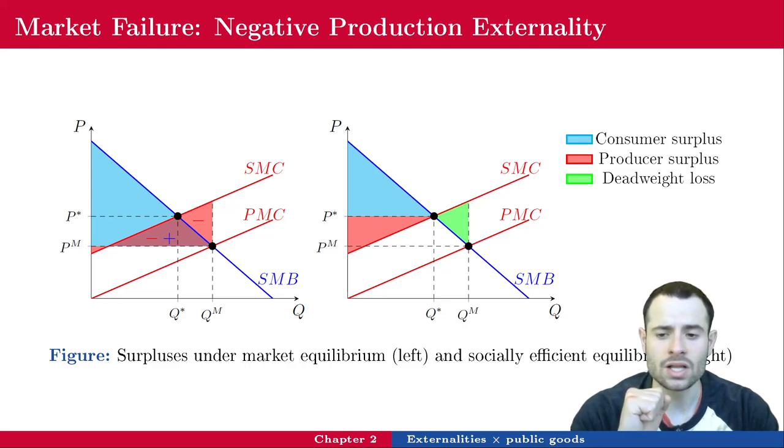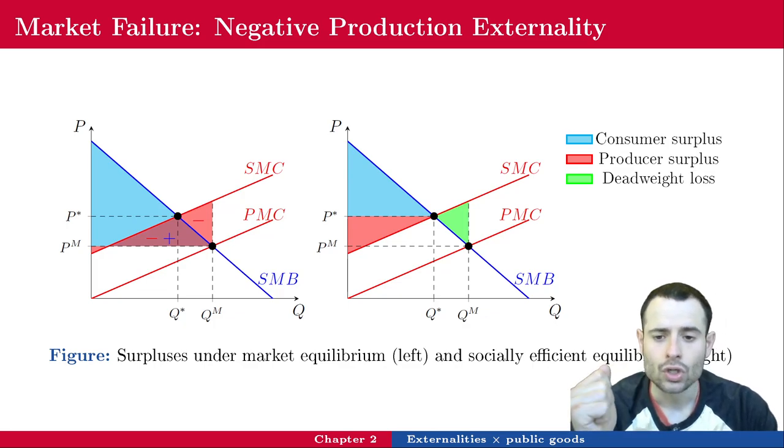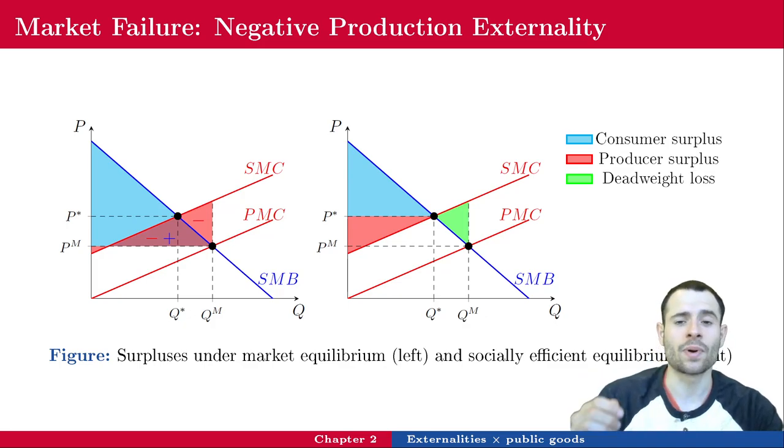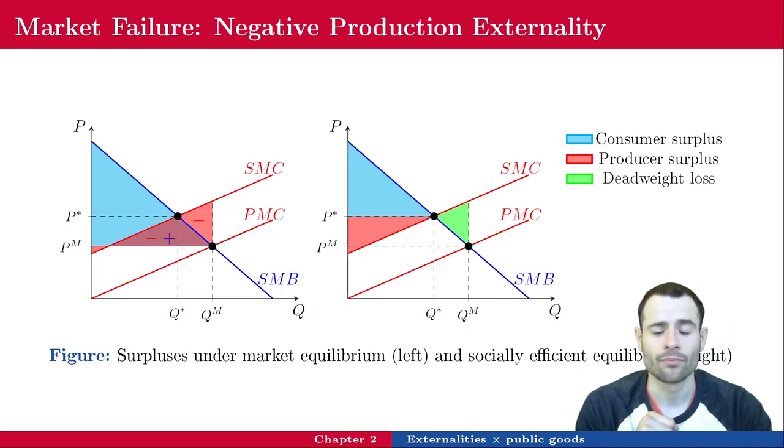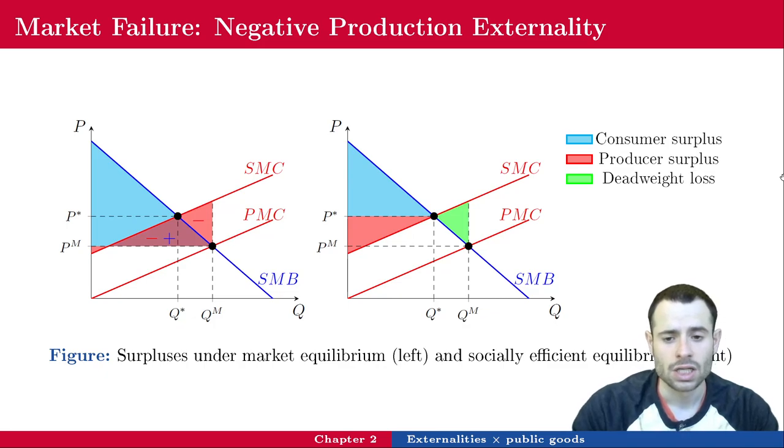So let's look at the right graph first. The right graph shows what we call the socially efficient equilibrium. This is the Pareto efficient equilibrium. This is Pareto efficient because the social marginal cost meets the social marginal benefit here. So P star, Q star is going to be the socially efficient equilibrium.